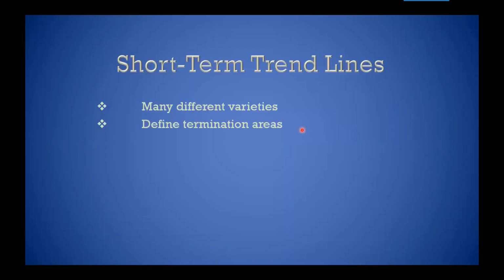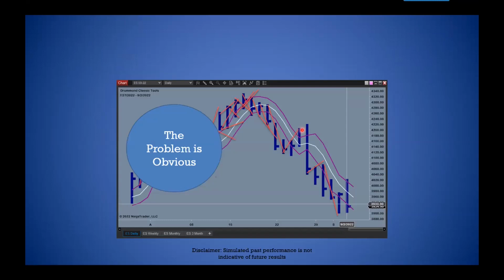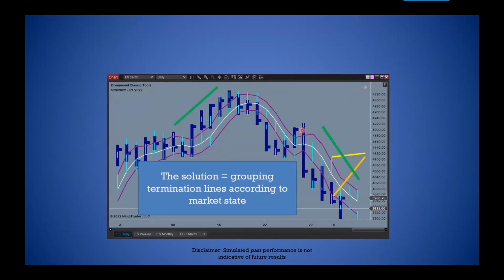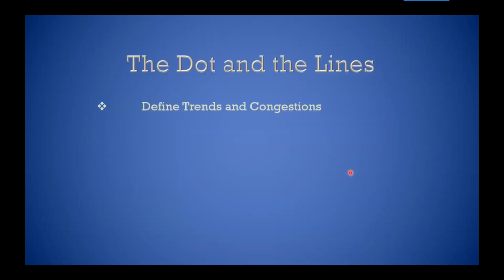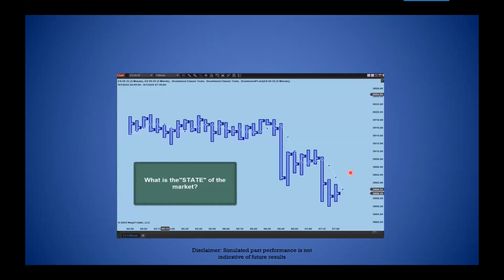There are a lot of different varieties of these short-term trend lines, but the problem is obvious because it messes up the chart and makes it unreadable. And so our solution is to group these according to the market state. In other words, in an uptrend, all these short-term indicators of support and resistance would be located here, and in the downtrend, they'd be located there. So it helps us define trends and congestions and what the support and resistance matrix is.